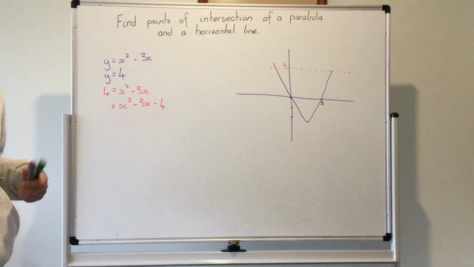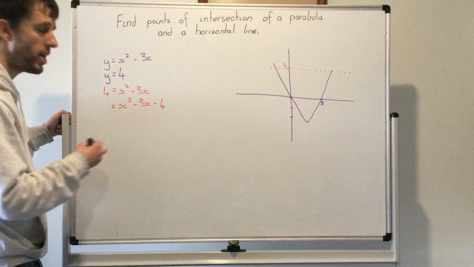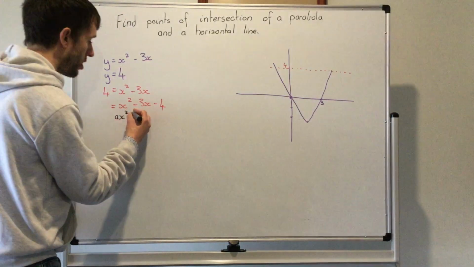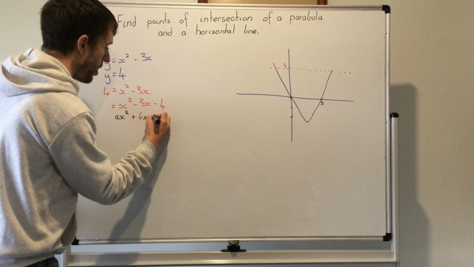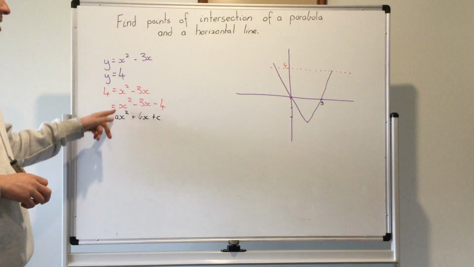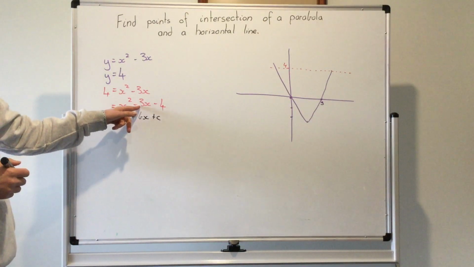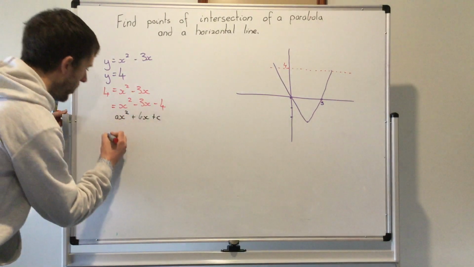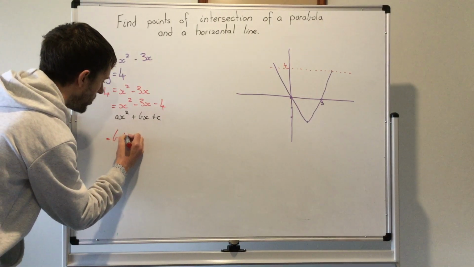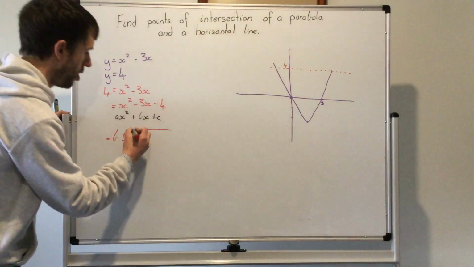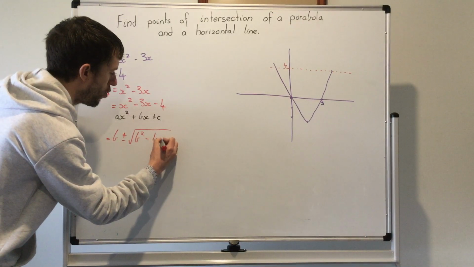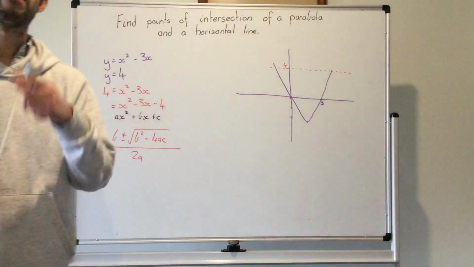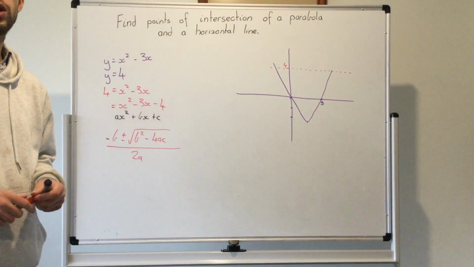Now, we are going to be using our quadratic equation. So just remember, our equation is ax squared plus bx plus c. And that just means a is equal to 1, b is equal to -3, and c is equal to -4. Our quadratic equation is -b plus or minus the square root of b squared minus 4ac, divided by 2a. If you don't know where that equation comes from, please go back and look at its quadratic equation proof.